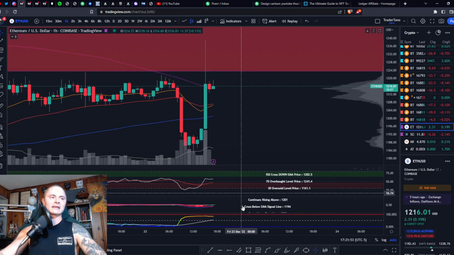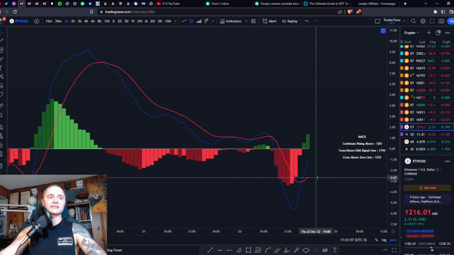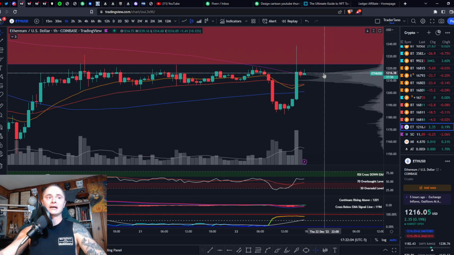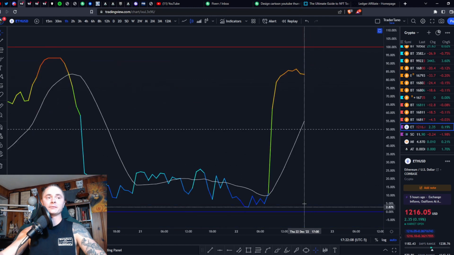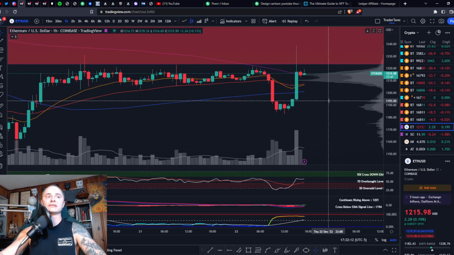All right, MACD, fresh cross to the upside. Positive momentum is increasing, but we have fallen below the zero line, so it could come up to the zero line and get rejected. Or, we get rejected from here and front run that zero line. BBWP is above its moving average in the upper zone. I would expect the volatility to continue.